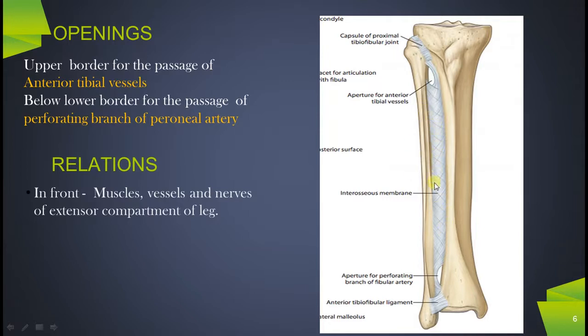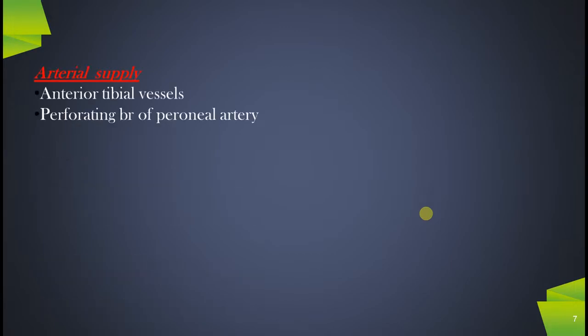All these form the anterior relations for the middle tibiofibular joint. Behind, naturally, the deepest muscles of the flexor compartment, the tibialis posterior and the flexor hallucis longus, will form the posterior relation for this middle tibiofibular joint. Okay, so that is the anterior relation, and then what you have is the posterior relation.